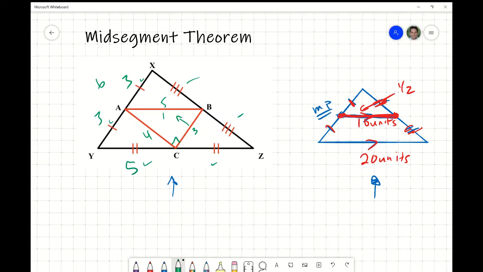That's going to be 5 units there. So we get 10 total units down here at the bottom. Transferring this way, we get 4 units and 4 units for 8 units here. So basically what we've got is this bigger 3, 4, 5 triangle that's simply multiplied times 2. Okay, so that's the midsegment theorem. Very simple and straightforward.